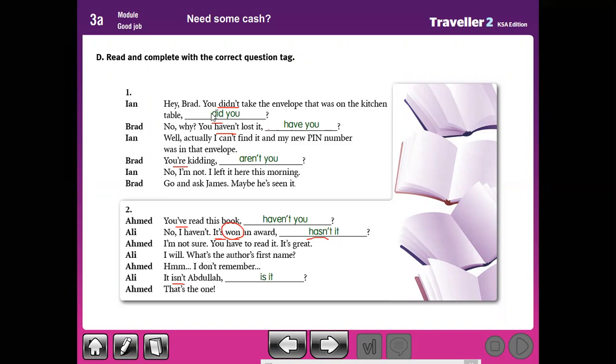So number 1, did you? Number 2, have you? 3, aren't you? 4, haven't you? 5, hasn't it? 6, is it?